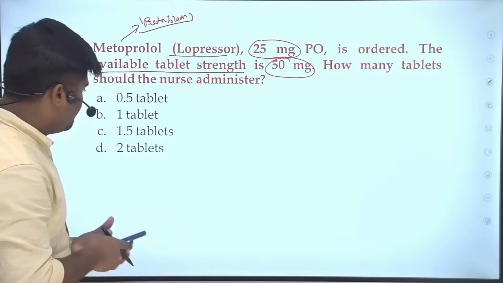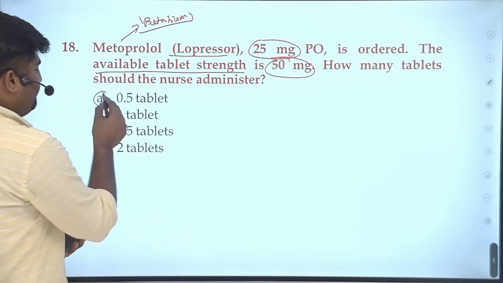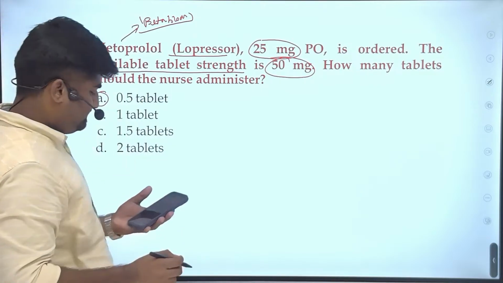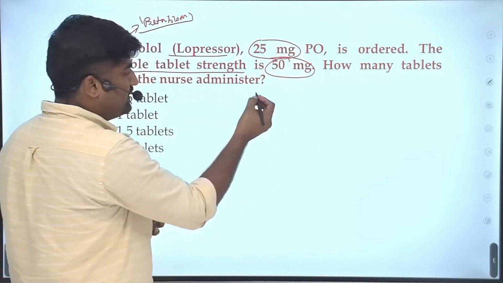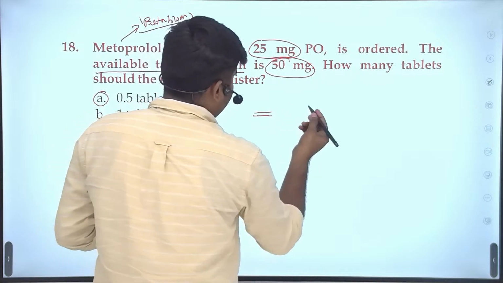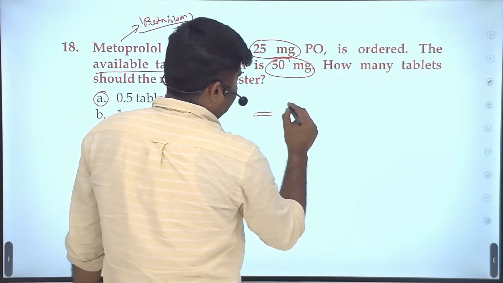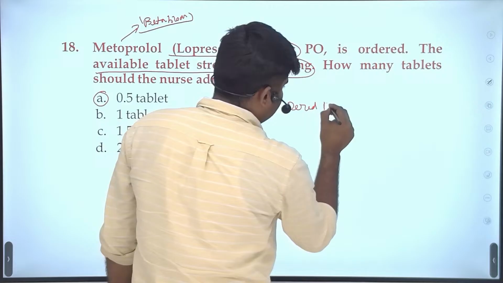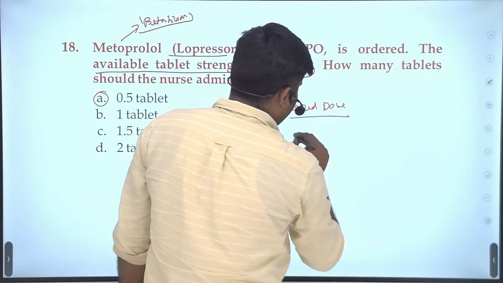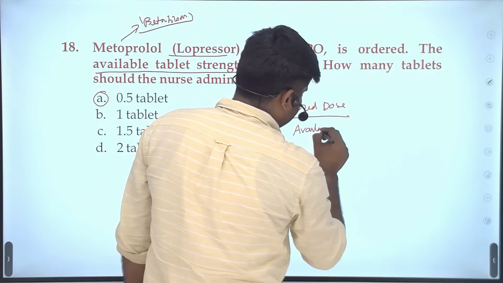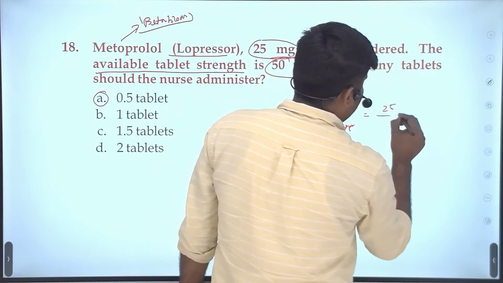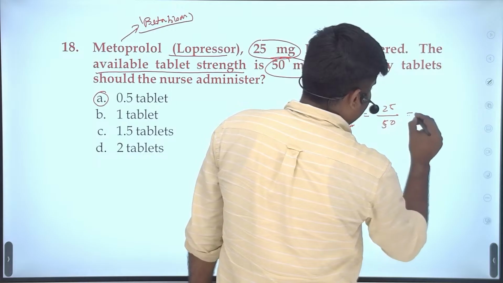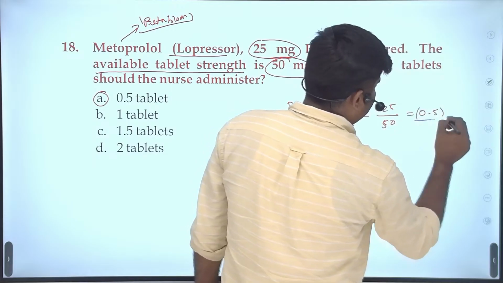Yes, correct. So we'll be giving 0.5 tablet or 2 tablets. So what is the formula? This is a simple thing. What is the formula? Desired dose divided by available dose. So 25 divided by 50, that is 0.5.